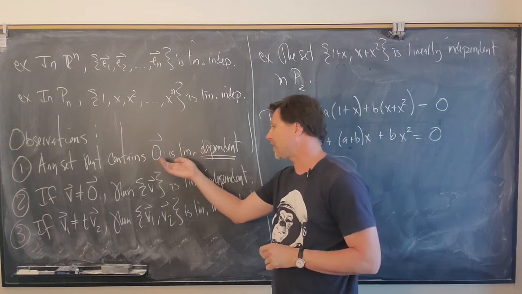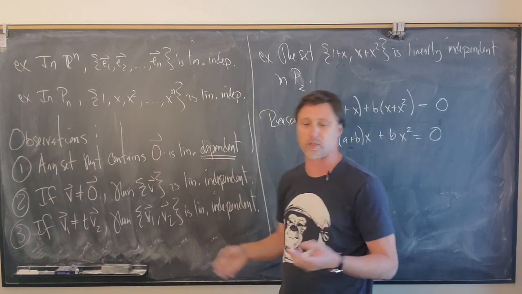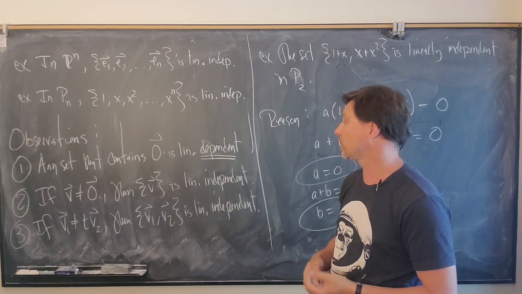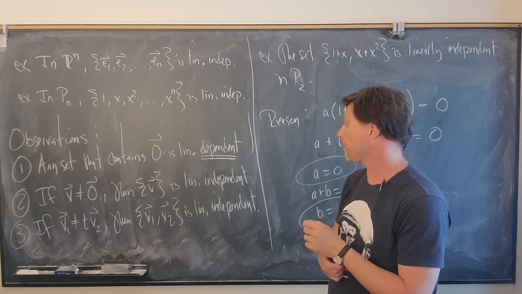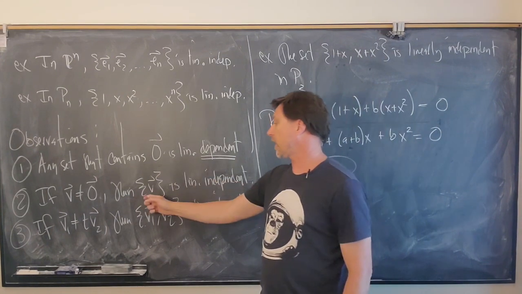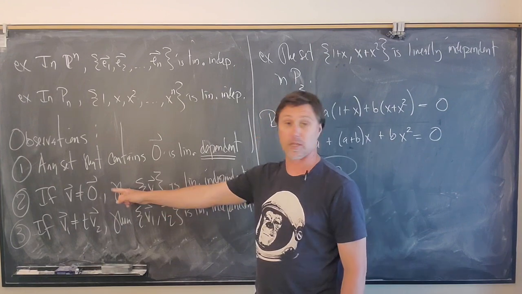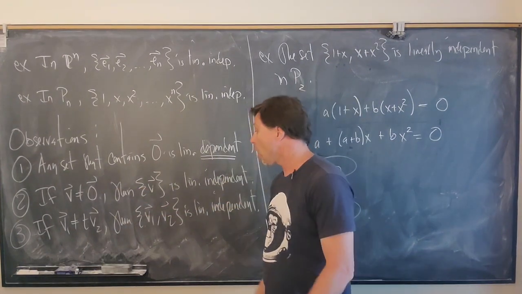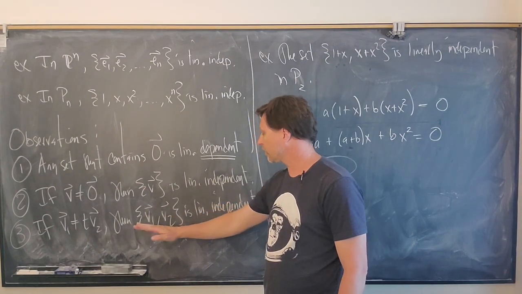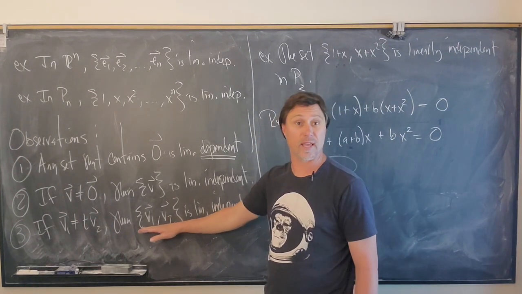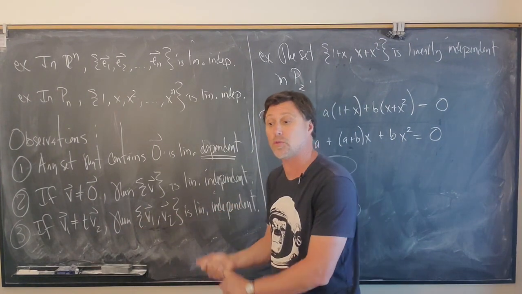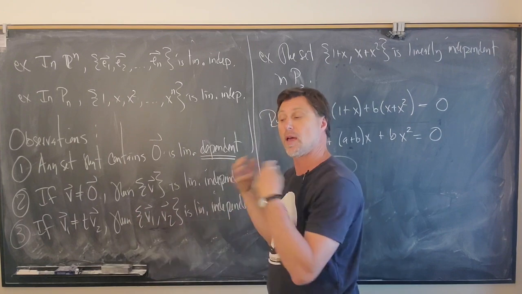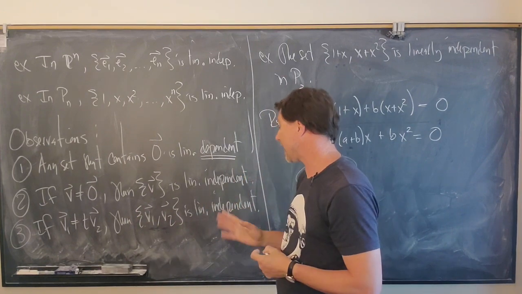This one's pretty obvious. There's no point in putting the 0 vector into a set if we want to talk about linearly independent. A single vector is always linearly independent as long as it's not the 0 vector. Also, and this is a nice way to check for linear independence when you have a set consisting of 2 vectors. As long as one of them is not a multiple of the other, then that set is linearly independent.